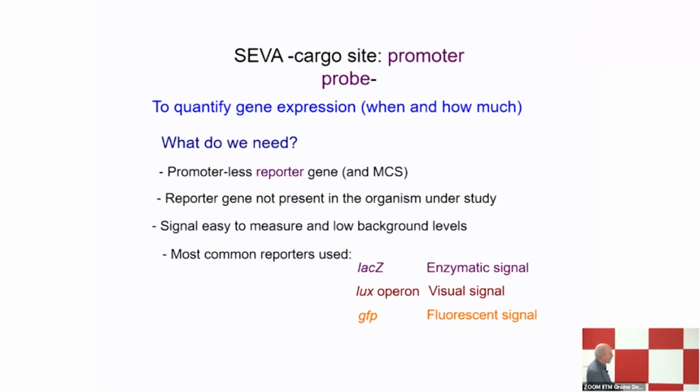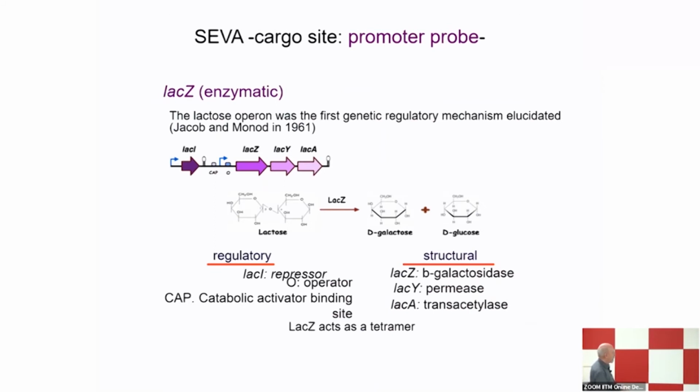LacZ is a very popular, or was a very popular enzymatic signal, because you have many substrates of LacZ that will give you some color, some blue color, other colors. But others are here, like the lux operon, that will give you luminescence. That is also very nice to see. And also, of course, the whole plethora of GFP and GFP variants that are available out there.